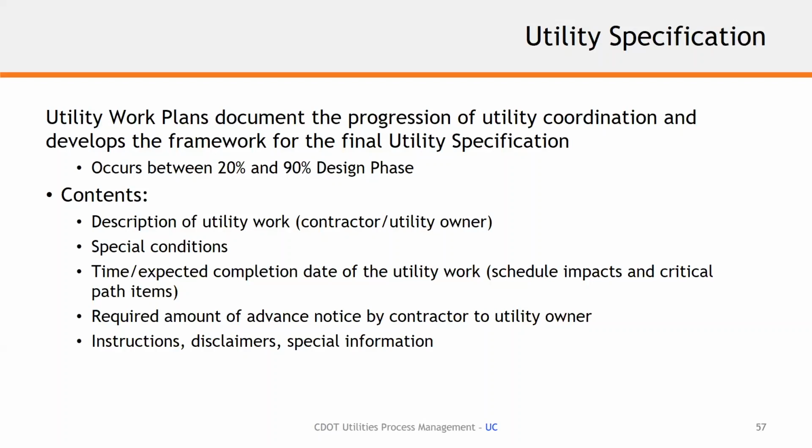Required amount of advance notice is important to the contractor because some utility companies need 30, 45 days notice before they can even make it out on site and start their work. So that's critical that the contractors have an accurate account for the timeframes. Any instructions, disclaimers, special information, all should be wrapped up in this final spec.